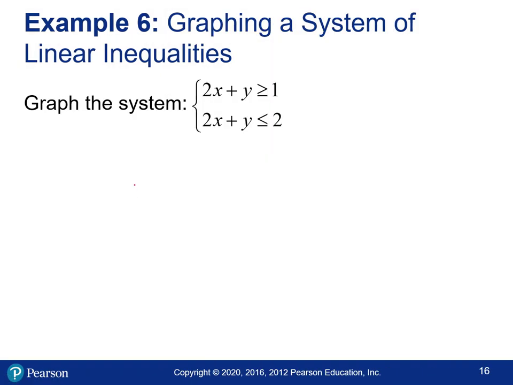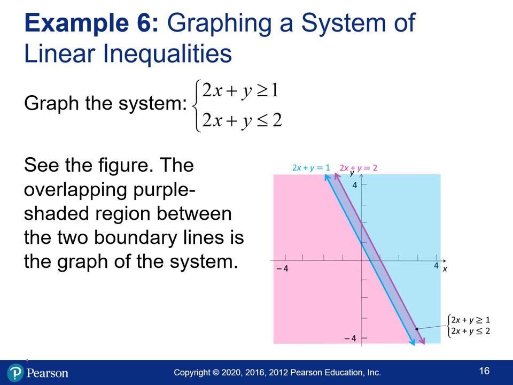Okay, let's go ahead and try another one. So we're going to graph the system here. 2x plus y is greater than or equal to 1. 2x plus y is less than or equal to 2. And so with these two, set each one equal to their value. And so this is inequality 1, which is equation 1 right here. This is inequality 2, and this is equation 2.